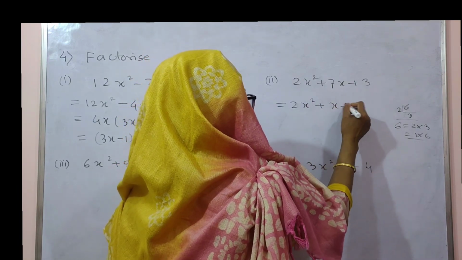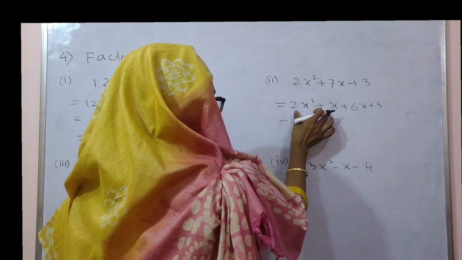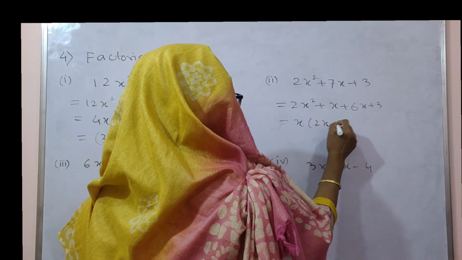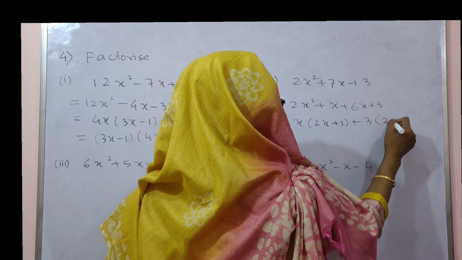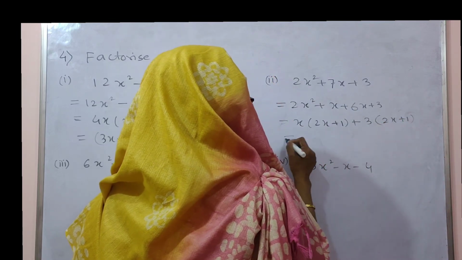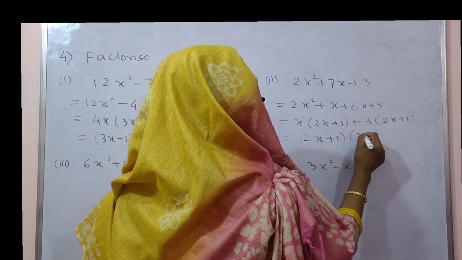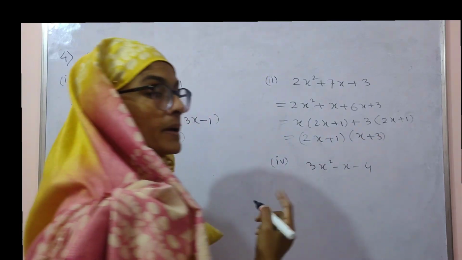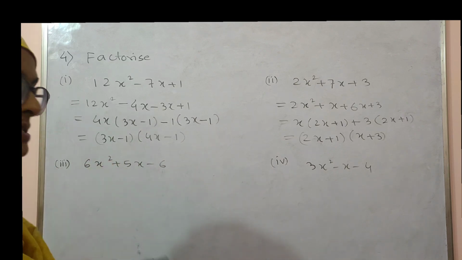So simply write x. 6x plus 3. Take common x, you will get 2x plus 1. From these two terms, you will get 3 common, 2x plus 1. So again common this, 2x plus 1, x plus 3. This is the factors.